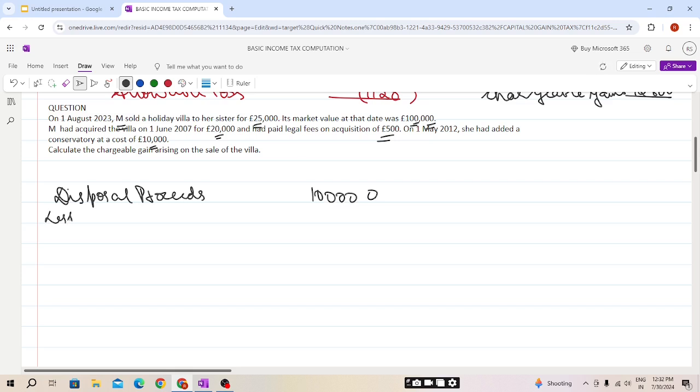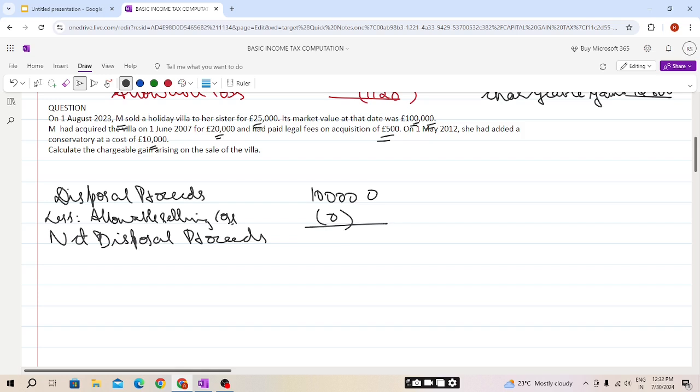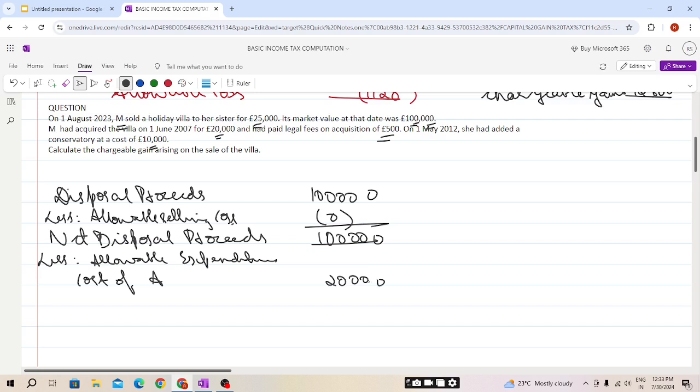So less allowable selling cost. They have not mentioned any cost here, students. Then we will arrive at the net disposal proceeds, which will be 100,000 pounds. Less allowable expenditure. So the allowable expenditure will be, students, the cost of acquisition. The cost of acquisition was 20,000. M had acquired this in 2007.